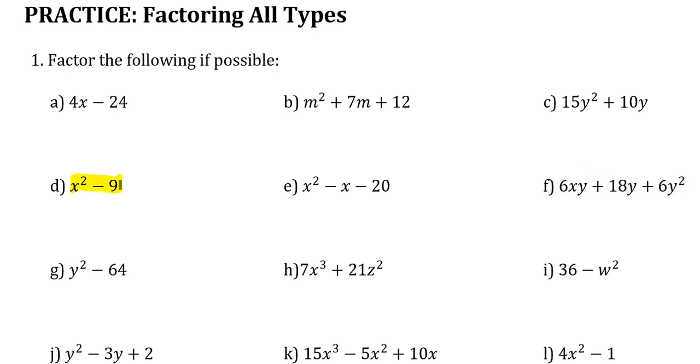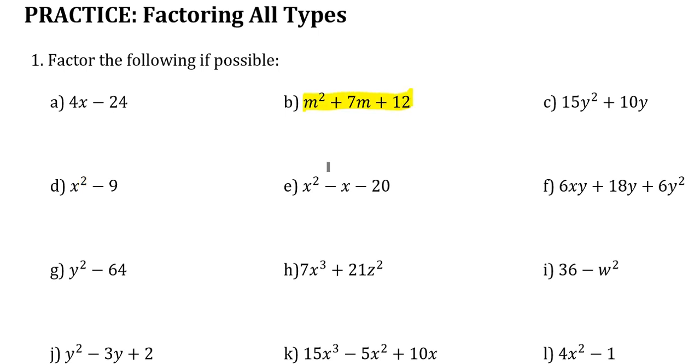Here's 2 terms, both perfect squares and a minus sign. So that's looking to me like a difference of squares. Compare that to this one, 2 terms, and it's a minus sign, but 24 is not a perfect square. X is just X. It doesn't have the squared on it. And so that's not a difference of squares.